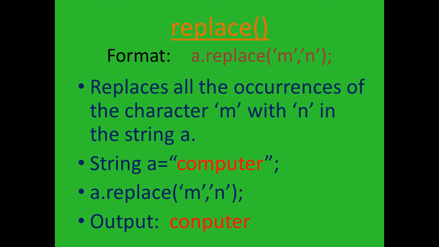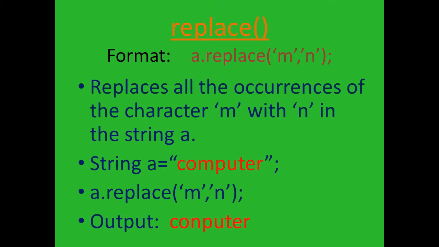Then we will just see the example also. In the string A, we will give the value as "computer" with double inverted commas. After that, put the semicolon. Then how can you use this function? First you write the string name dot replace with the bracket. First you write the first character.